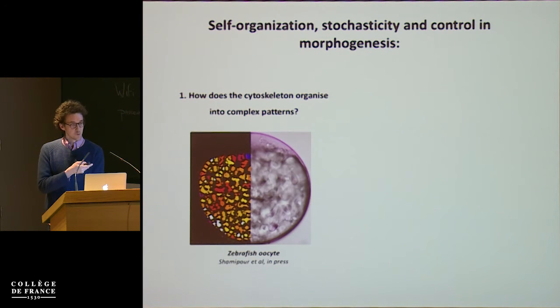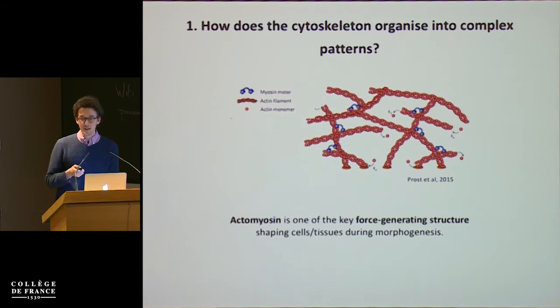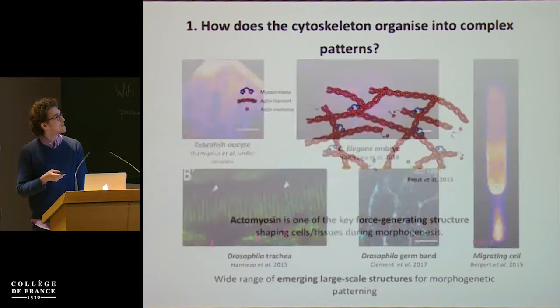So when I talk about cytoskeleton, I'm going to talk only about actin, and I'm going to cut this introduction because Eva already said everything that you need to know. It's one of the main force-generating structures in tissues. Of course, it's extremely complicated. We don't want to model all of this complexity.